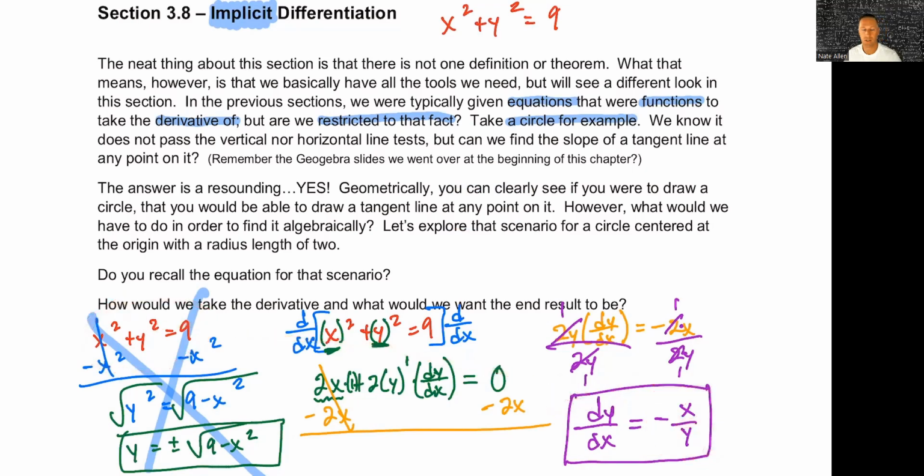And just to throw this out there, what if I changed it instead of 9? What if I changed it to, say, 49, a radius of 7? Would that have changed anything? Well, no, the only thing that would have possibly changed would have been this, which, since it's still a constant, it's still 0. We would get the exact same slope. It just would have been a bigger circle.